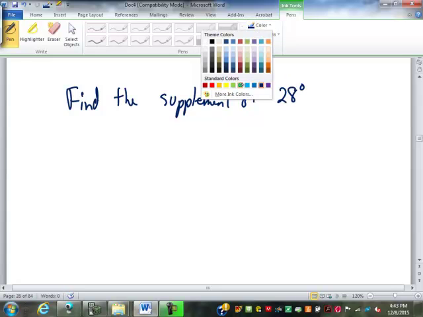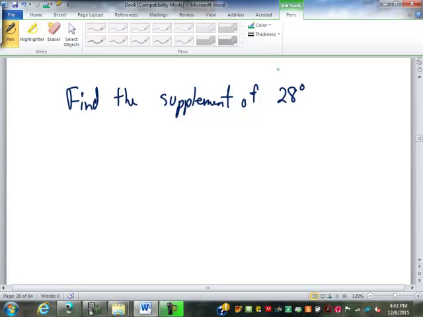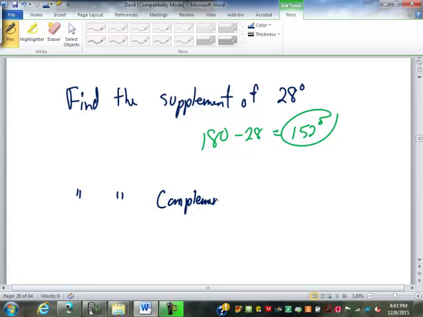If I asked you to find the supplement of 28 degrees, how would you do that? 180 minus 28, otherwise known as 152 degrees. Very good. If I asked you to find the complement of 81 degrees, how are you going to do it? 90 minus 81, which is 9 degrees. Any questions on complements or supplements?